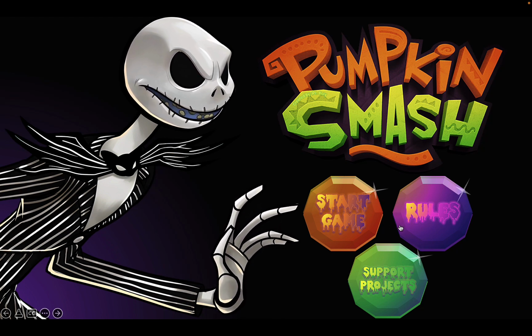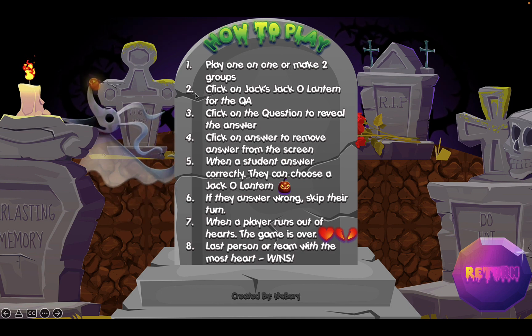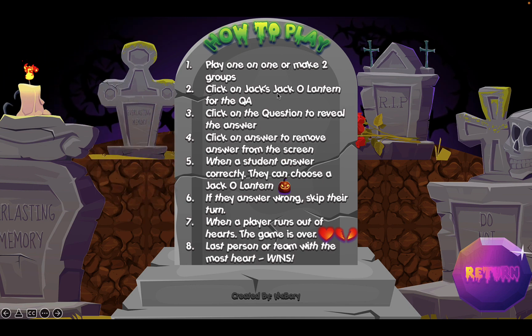So let's click on the purple rules here and take a look at the rules. This is just one way you can play the game, but you can play it however you want. You can read through this later as well. Number 1, you can play this one-on-one or make 2 groups. You click on the jack-o'-lantern for the QA, and then you click on the question to reveal the answer when the question pops up, and then you click on the answer to remove it from the screen.